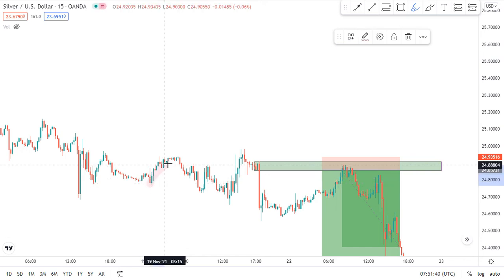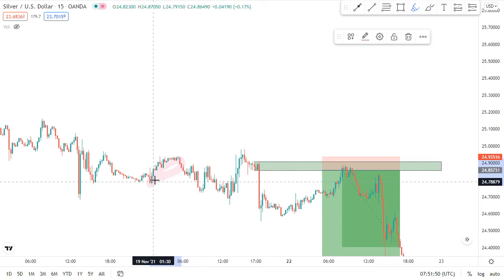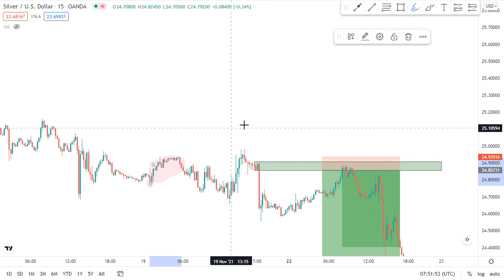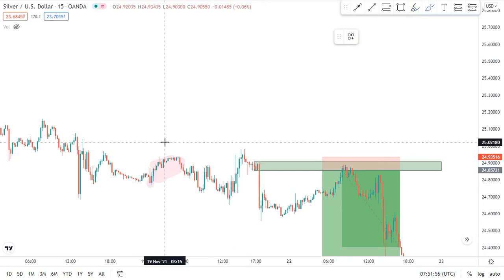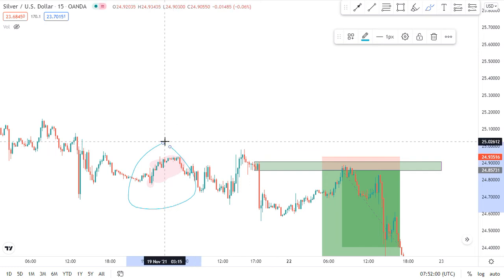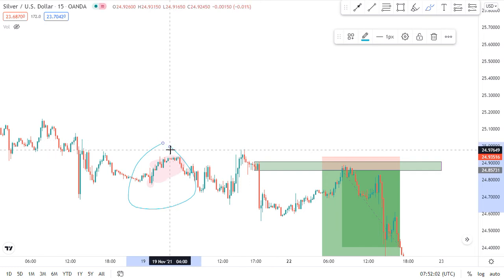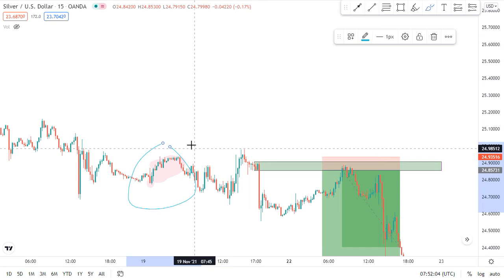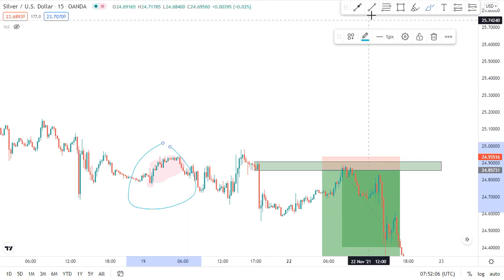Yes, 12 up to 6, 6. This area, this one is an Asian session. If you see, this area is an Asian session. So what happens when we talk about London breakout? London starts right after the Asian session.